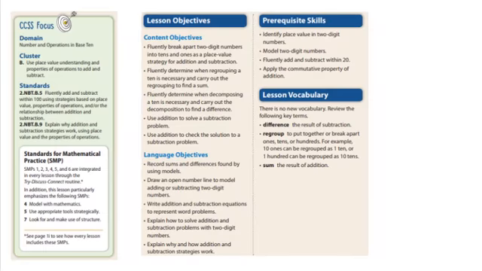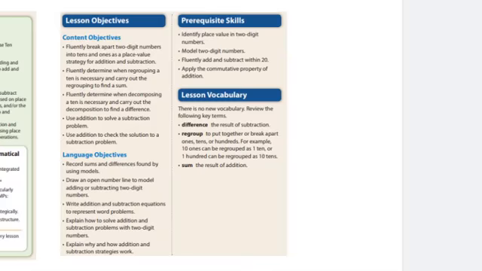Okay, so our objectives: fluently break apart two-digit numbers into tens and ones as a place value strategy for addition and subtraction. Fluently determine when regrouping a 10 is necessary and carry out the regrouping to find a sum. Fluently determine when decomposing a 10 is necessary and carry out the decomposition to find a difference. Use addition to solve a subtraction problem. Use addition to check the solution to a subtraction problem.